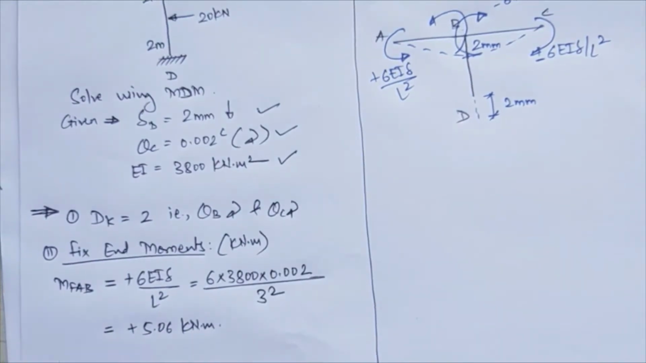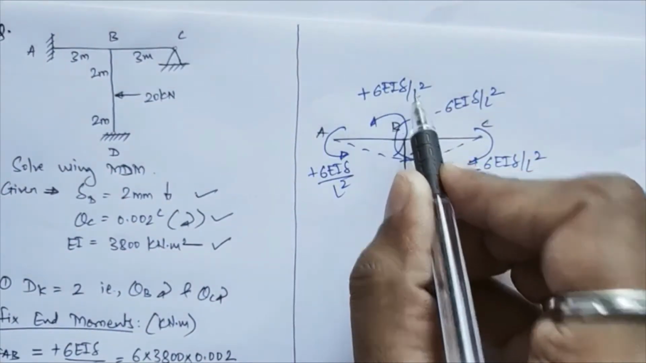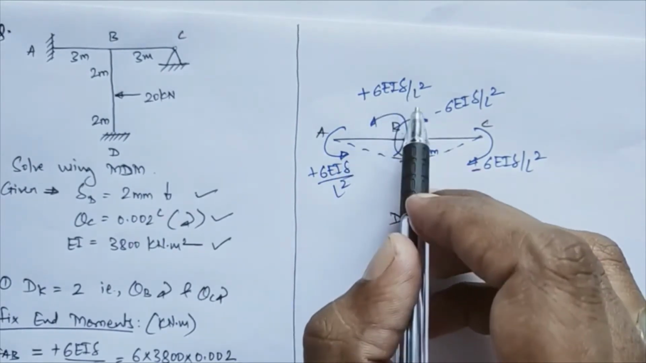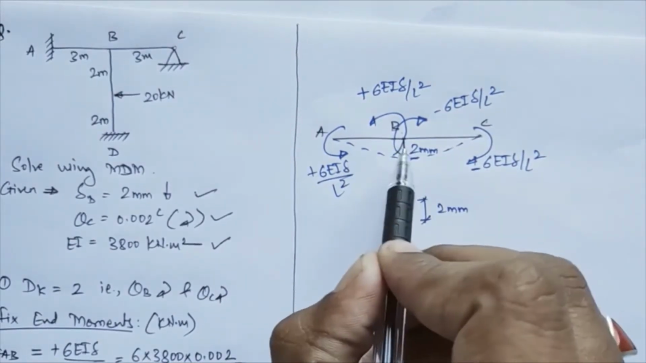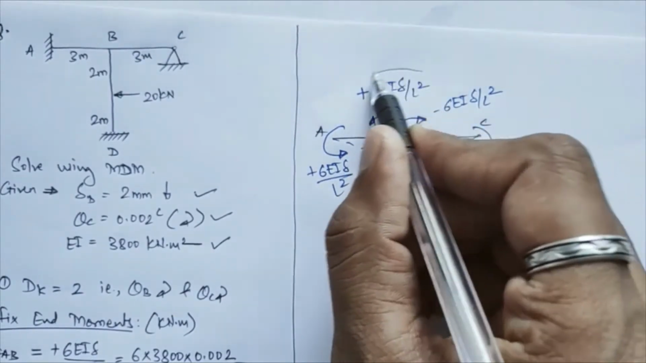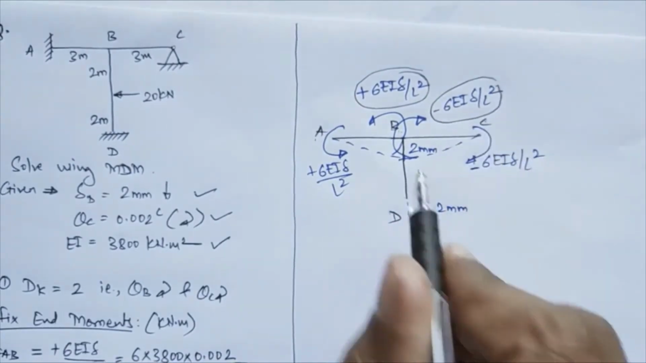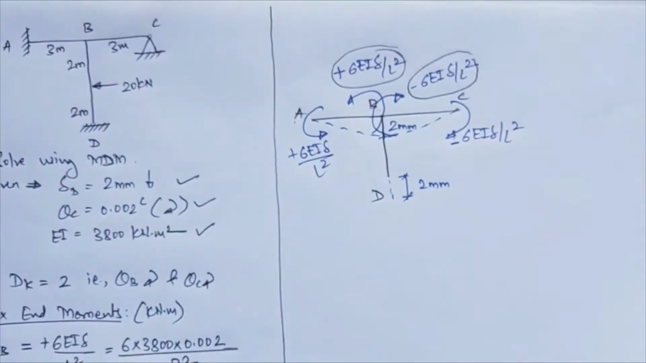Okay, now we'll move here to the second value, that is MFBA. Same value we are getting, that is 6EI delta upon L square. Now see, if you look at B, you are getting two values over there, 6EI delta upon L square and again 6EI delta upon L square, but these are for individual members. Whatever positive value you are getting is for member AB, and whatever negative value you are getting is for member BC. So accordingly you have to substitute those values over here.